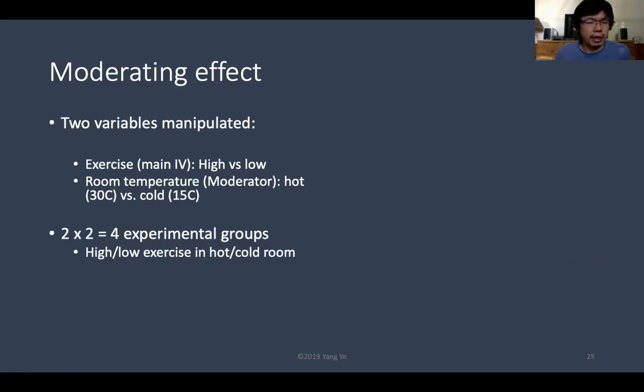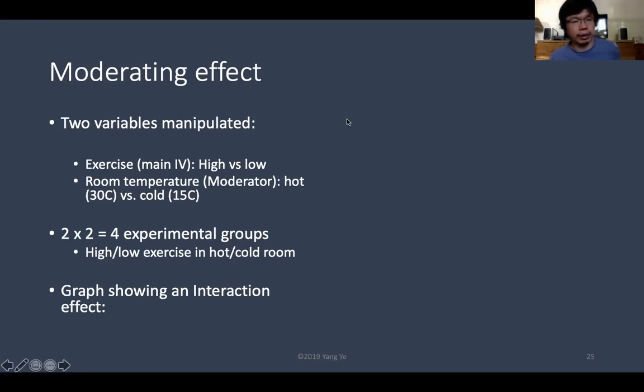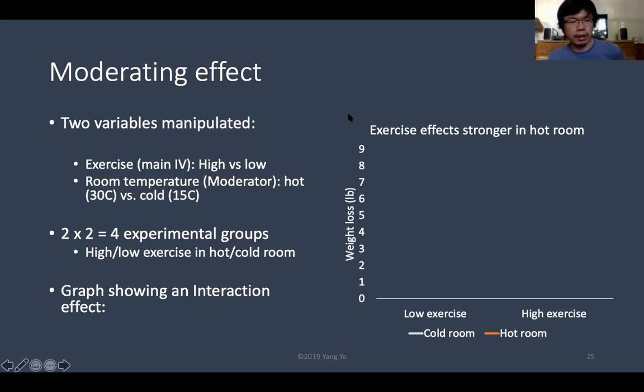It's a 2x2 design. So we have four groups and we can have between subjects, so that like 400 participants are randomly assigned into one of these four groups. And what we're hoping to find is the so-called interaction effect between these two variables. And this is just a depiction of the interaction effect.